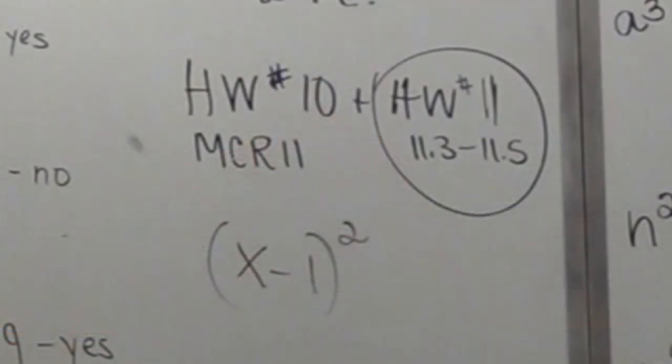Our homework for tonight, like I told you, is number 10 and number 11. Whichever one says 11.3 to 11.5, I think it's number 11. Do that assignment first, then do the mid-chapter review.